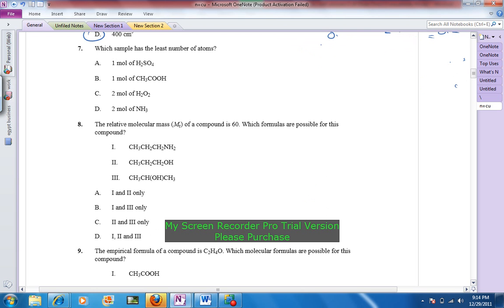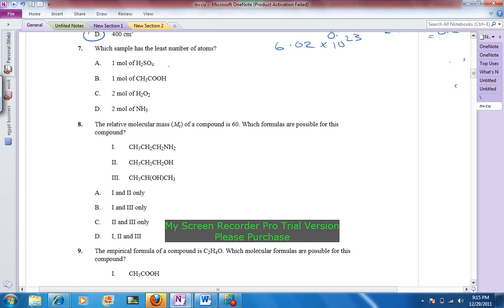Okay. The next question is number 7. It's asking you what sample has the least number of atoms. Okay, so this is Avogadro's law. Avogadro's law says 1 mole of anything gives you 6.02 times 10 to the power of 23. Now you have to work out how many atoms for each one of these and compare them. But there's a really, really easy method that takes like no time at all.